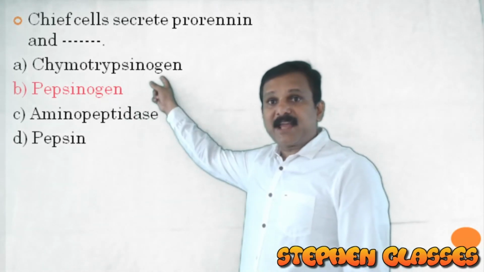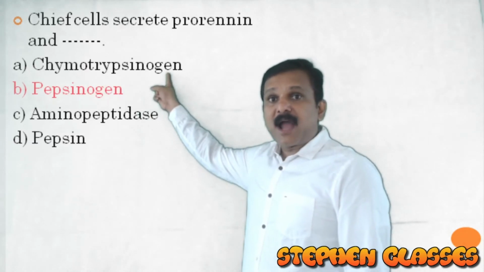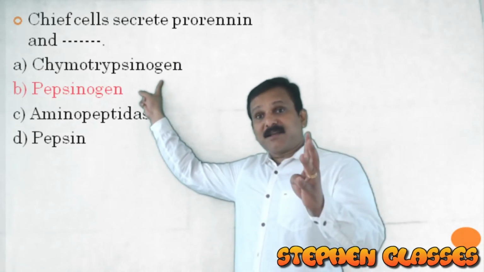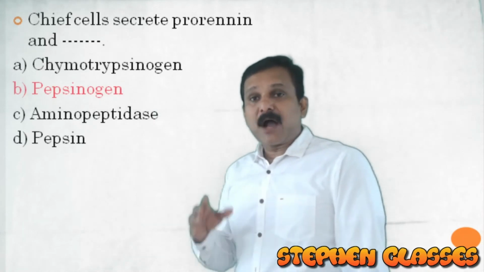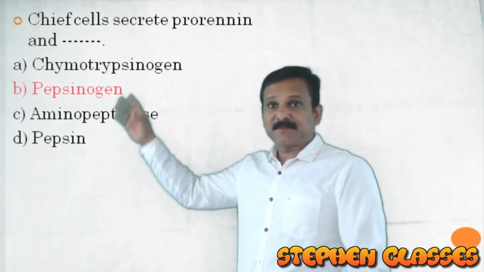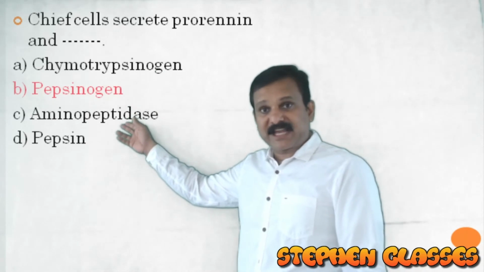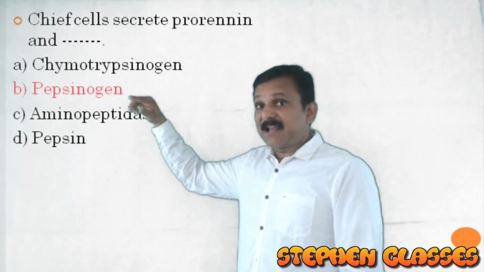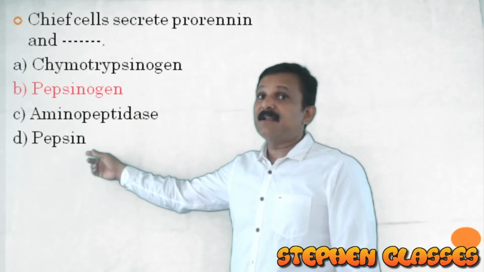What about option A? This is from the pancreas. The pancreas will produce three proenzymes and one of them is chymotrypsinogen, and procarboxypeptidase. So like that we have a set of enzymes produced from the pancreas. Now aminopeptidase is applicable for the intestinal juice. Then procarboxypeptidase will come from the pancreatic juice, whereas aminopeptidase is from intestinal juice. Then pepsin is found in gastric juice.